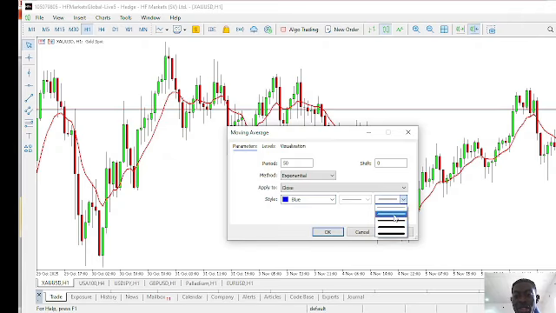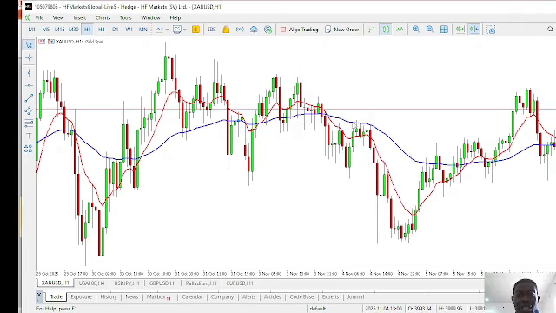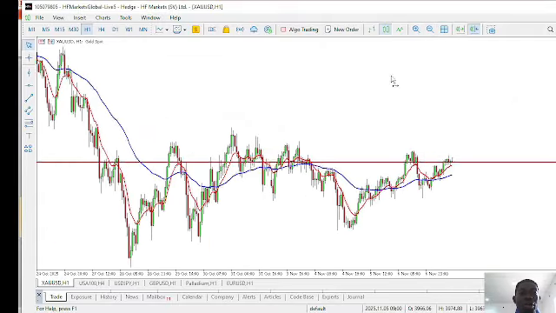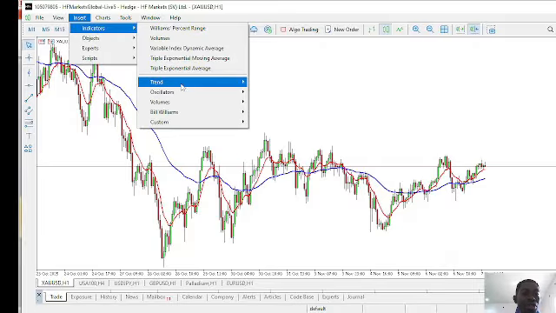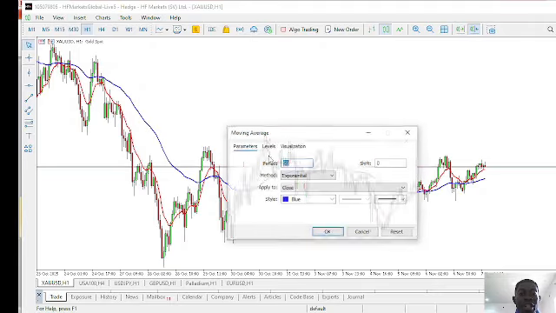So I usually choose the second one so that it can be thick. The blue line, as a core, appeared on my screen. And so I go back to the third one, insert indicator, trend, moving averages.